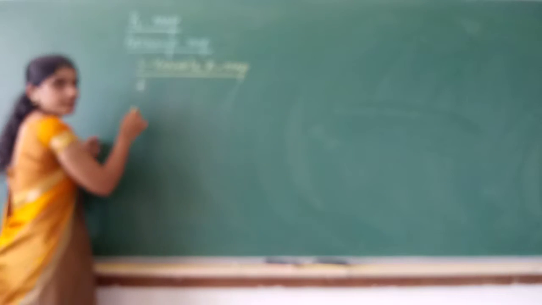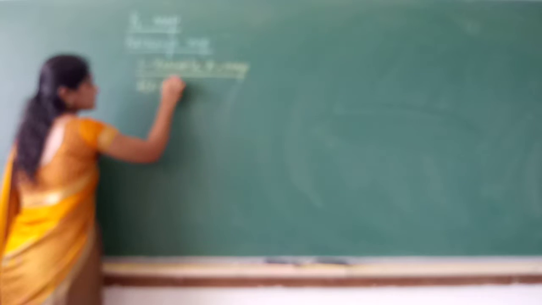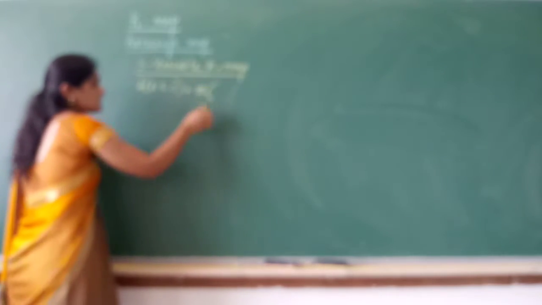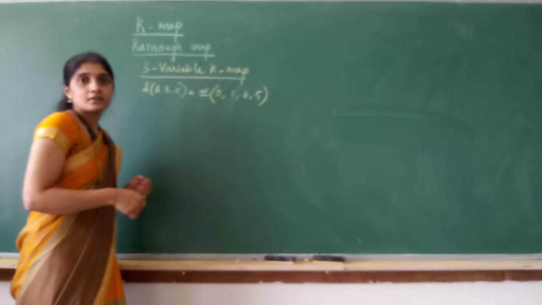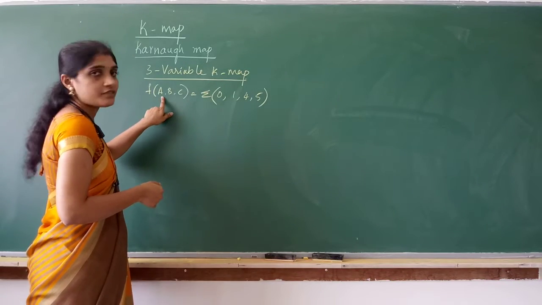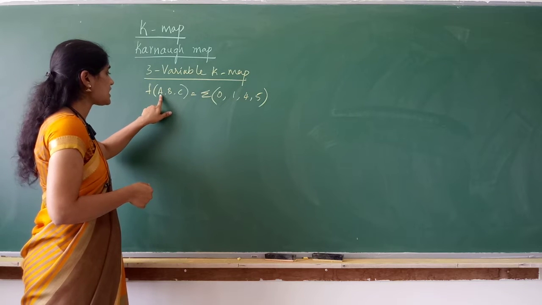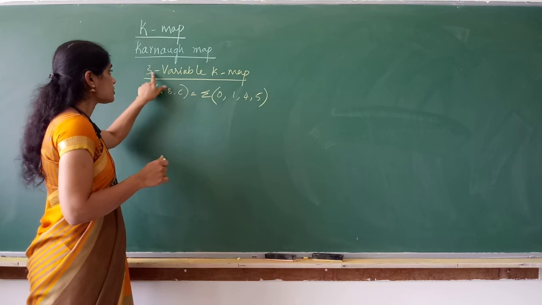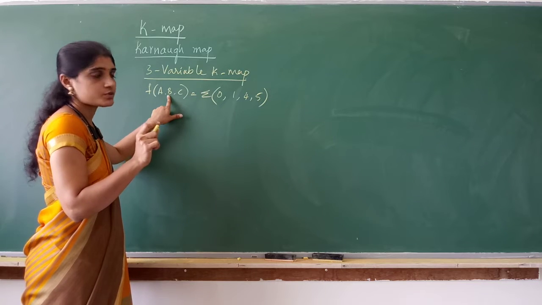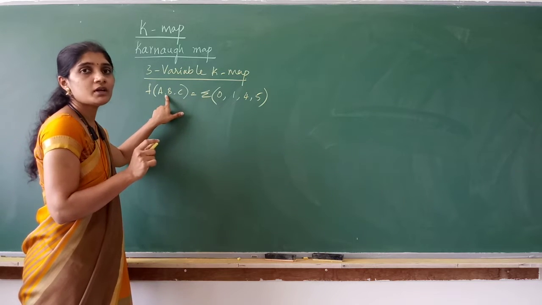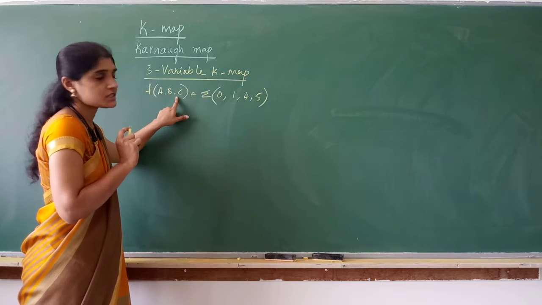Let me take an example. F of 3 variables A, B, C is equal to summation 0, 1, 4, 5. So this is a function. How many input variables are there? 3 input variables A, B, C. By looking at this, you have to decide which K-map you are supposed to use. How many variable K-map do I have to use? 3 variable K-map, because in the equation I have got only 3 variables.